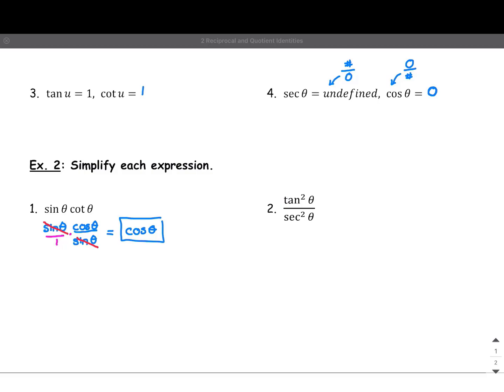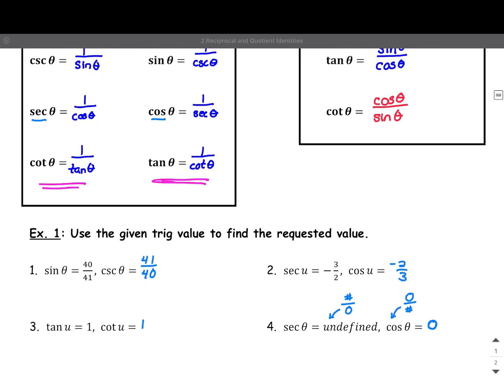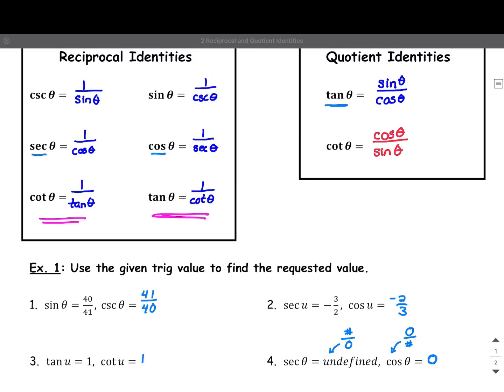Let's look at the next one. The next one, we have tan squared of theta. Now we know from up top that the tangent of theta is sine theta over cosine theta.